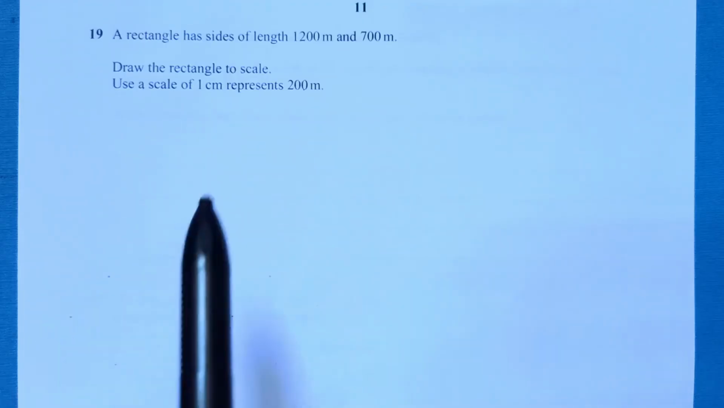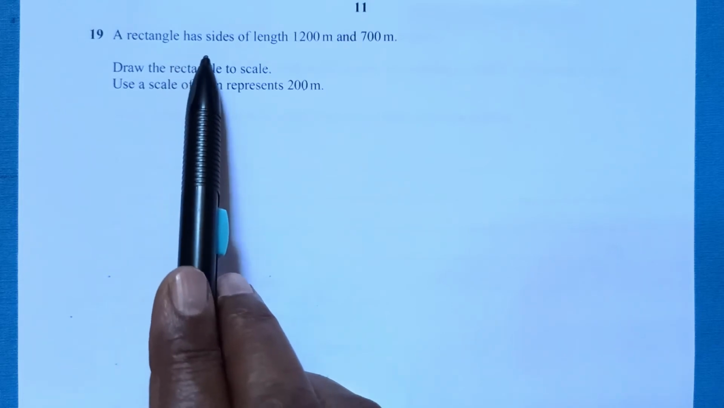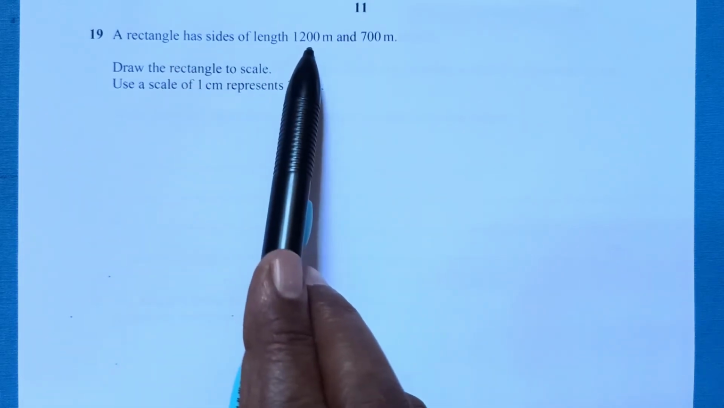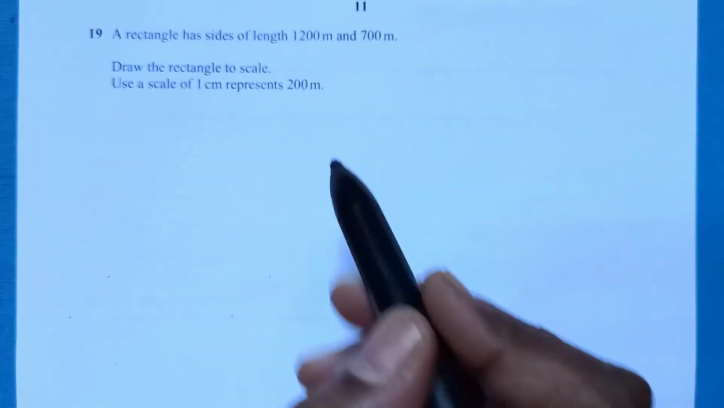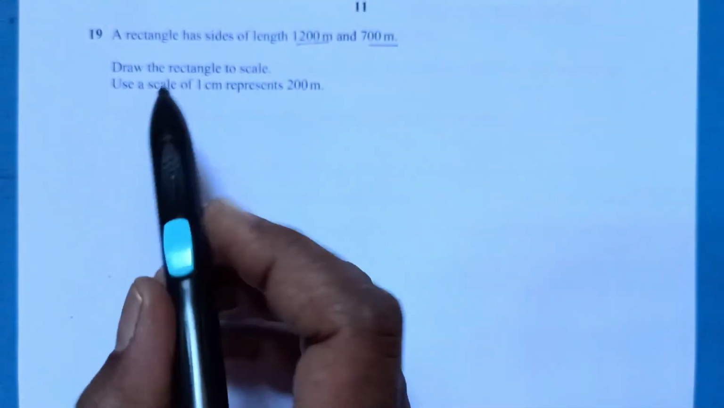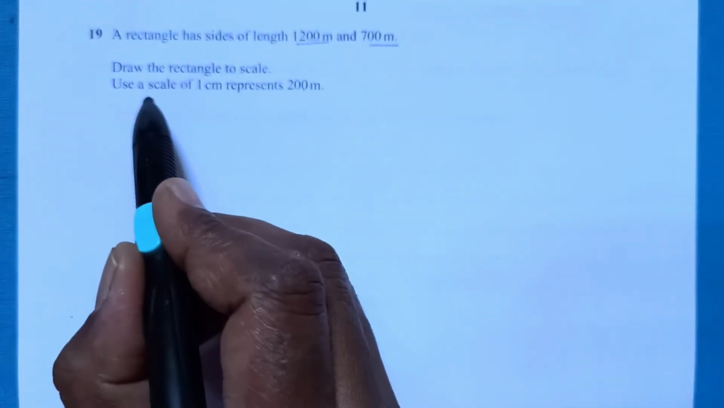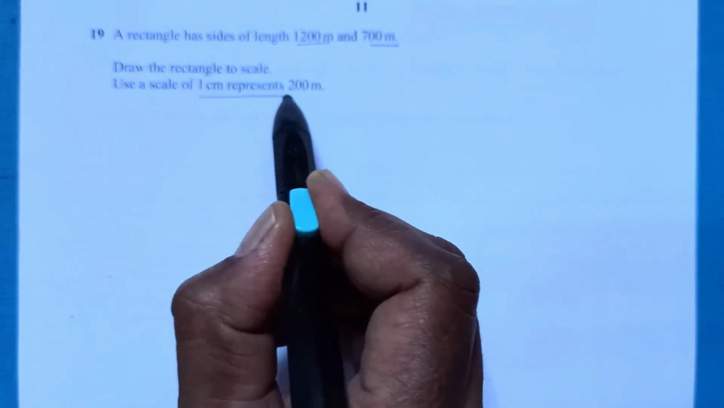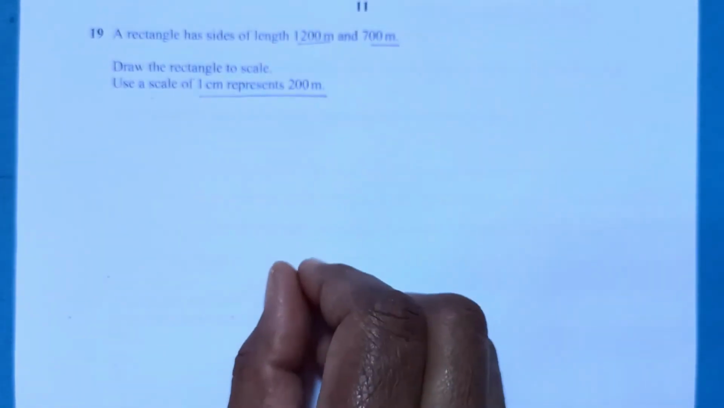Question 19. A rectangle has sides of length 1200 meters and 700 meters. Draw a rectangle to scale. Use a scale of 1 centimeter represents 200 meters. So we are given the scale here.